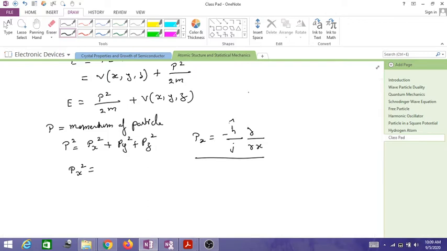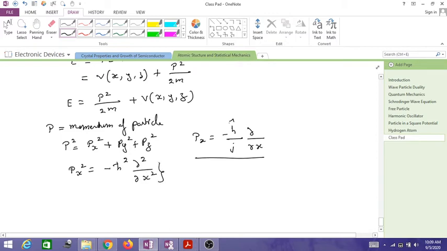Now if we square this, what happens? Since j is in the denominator, j square, we know, is minus 1. Since it is in the denominator, when you take it to the numerator, it becomes plus 1. So we have minus h bar square with the derivative square with respect to x square.